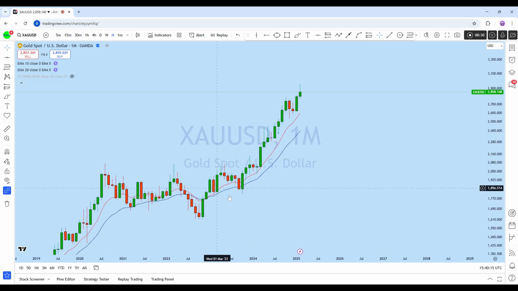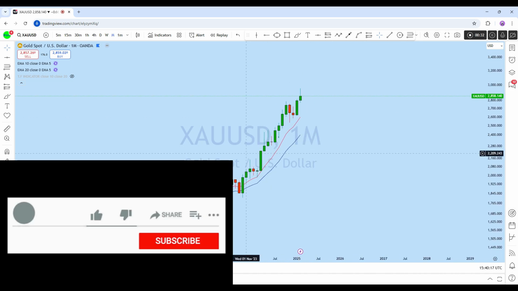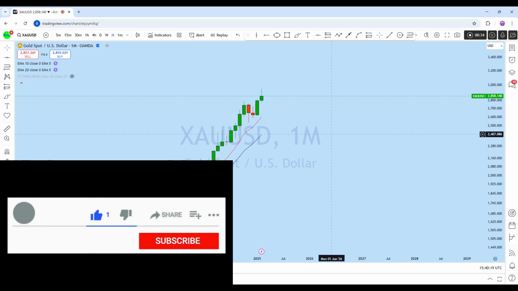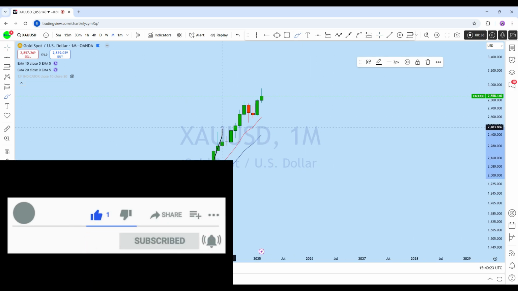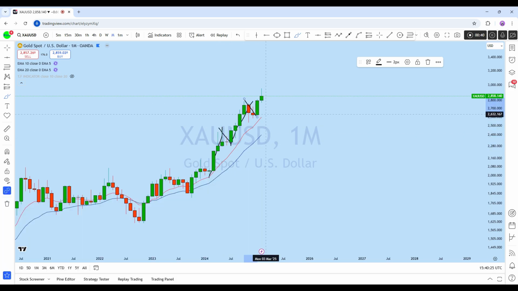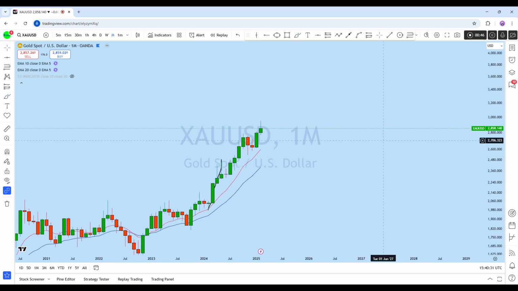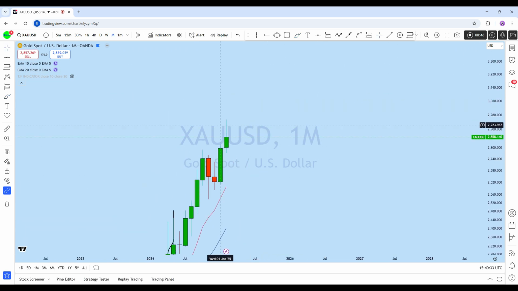Now, the overall historical market structure on XAUUSD from the monthly is bullish. We can see that impulse, correction, impulse, deeper correction. It is in another impulsive phase, and at the same time, we can see the monthly candle closed with a long wick at the top.